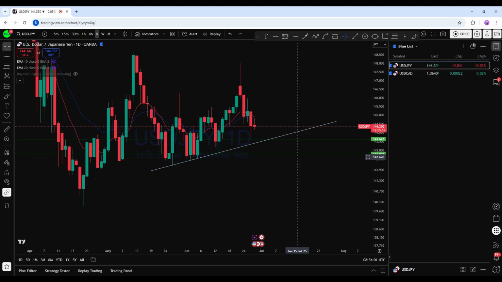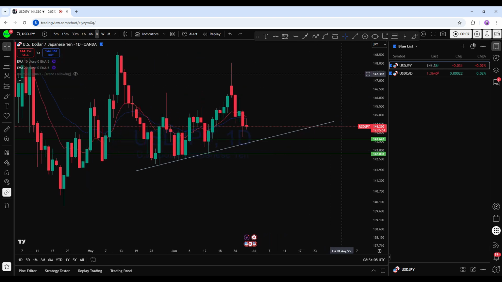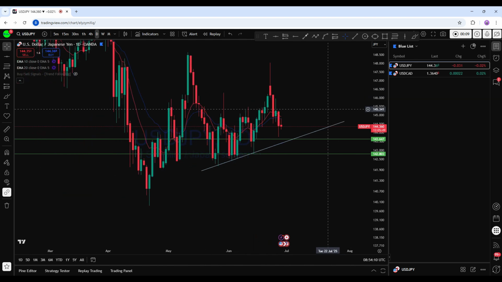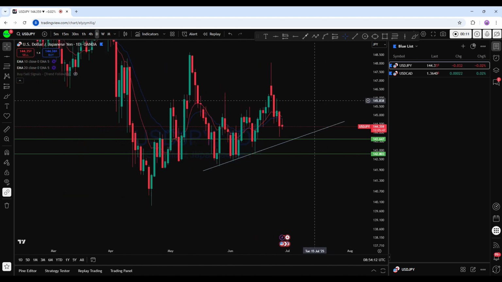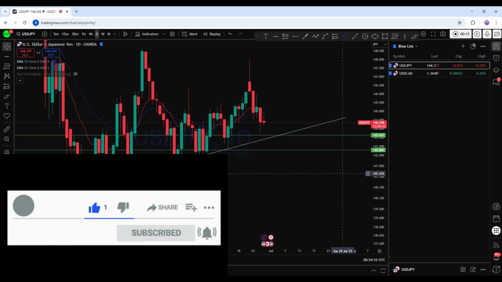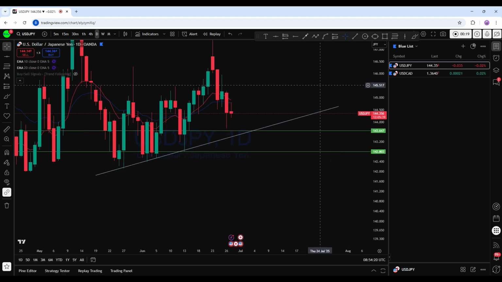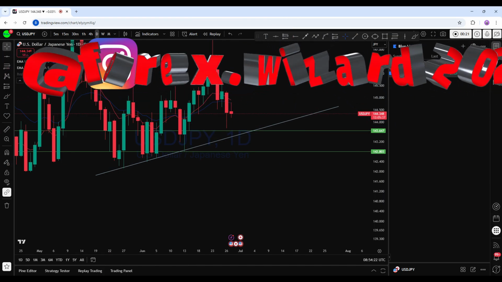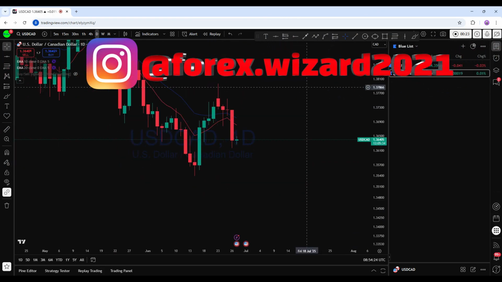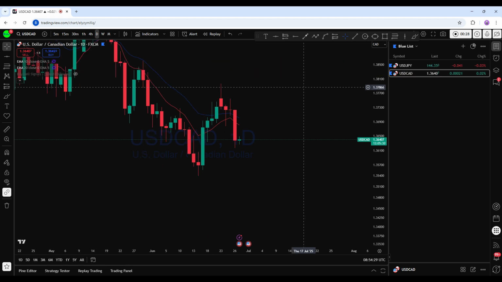Hello trader, dollar yen and dollar CAD, two dollar pairs currently showing potential trading opportunity. As we can see, dollar yen has had significant rejection from a very important key level, and currently it's coming to a very important daily, monthly, and weekly support level. And dollar CAD as well, we can see there was a breakup structure. Both of these instruments may give us potential trading opportunity in this session.